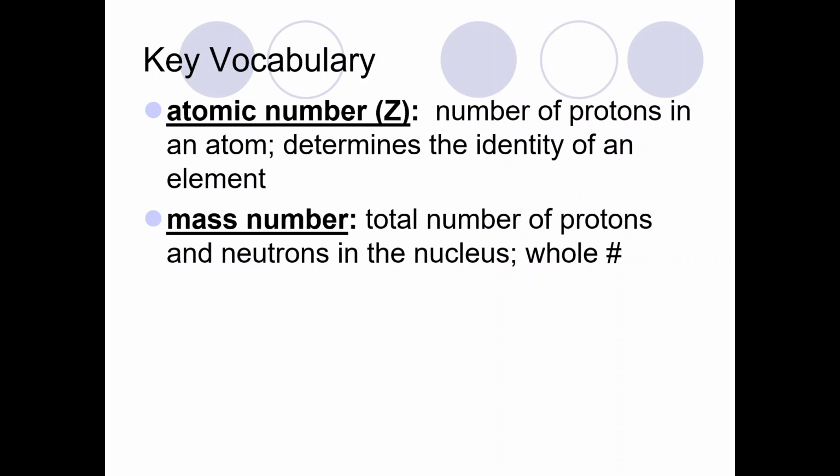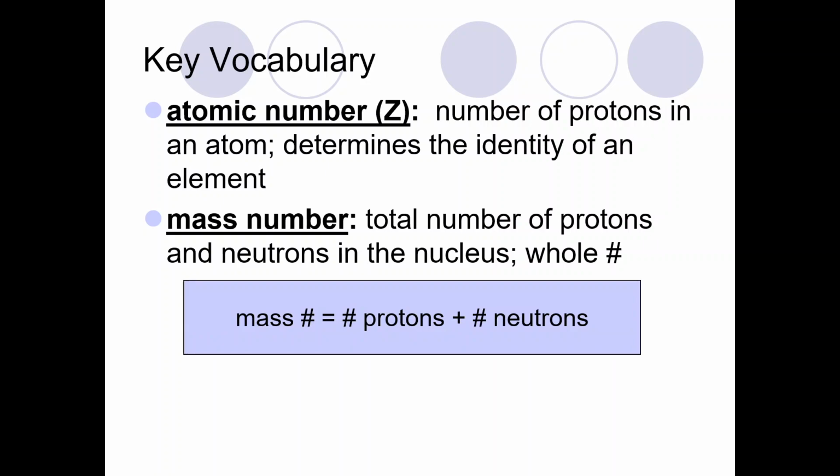But for now, the mass number, here's your equation, is your number of protons plus your number of neutrons for that particular isotope of that element. And it's always going to be a whole number. And you are not going to find it on the periodic table.